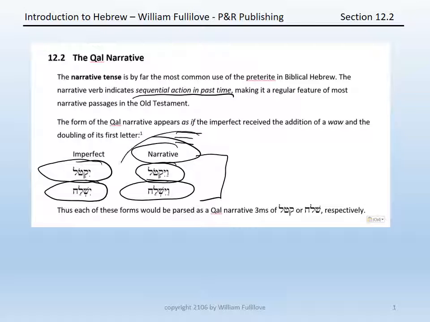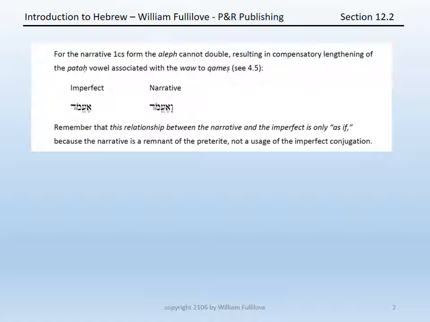In each of these cases, the narrative form would be parsed as a Qal narrative third masculine singular of either qatal or shalach, respectively. As you know, aleph, being a guttural, cannot double. When forming the narrative of a first common singular form, then, which already begins in an aleph, the lack of doubling will, as you would expect by now, result in compensatory lengthening of the patach on the vav.